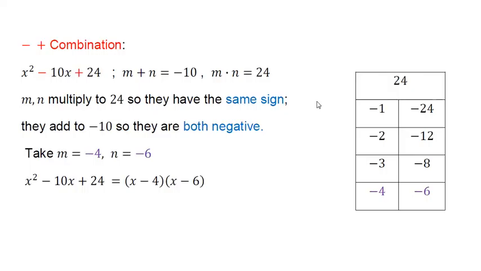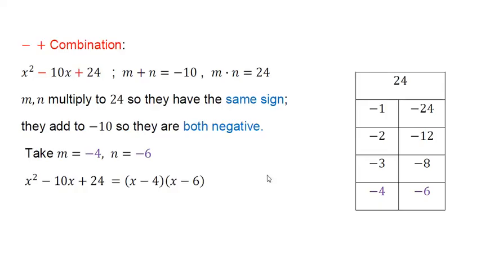So we can make a chart of negative integers multiplying to 24. First off, we have negative 1 times negative 24, but negative 1 plus negative 24 is not equal to negative 10, so these don't work. Next, we have negative 2 times negative 12, but that sum is not equal to negative 10, so that doesn't work. Then we have negative 3 times negative 8, but negative 3 plus negative 8 is not equal to negative 10, so those don't work. But finally, we get negative 4 times negative 6 is equal to 24, and negative 4 plus negative 6 is equal to negative 10.